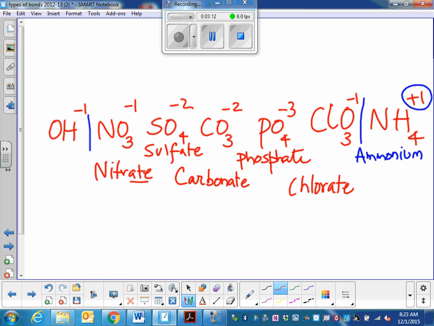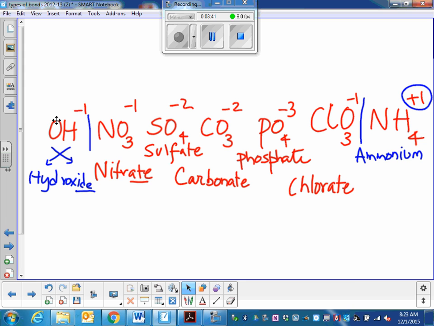Once you name them, we named ammonium. And this one is kind of named, the hydrogen is named first. It's hydroxide. And it's the only one that ends in ide. Everything else ends in ate. The polyatomic ions end in ate.